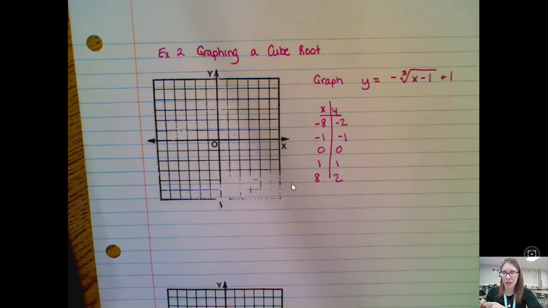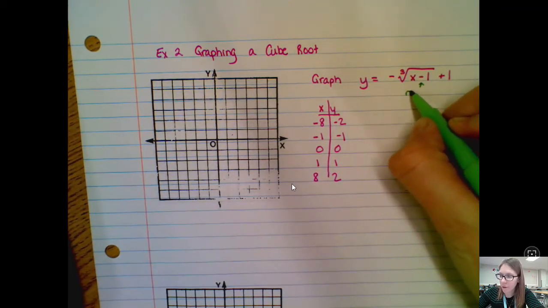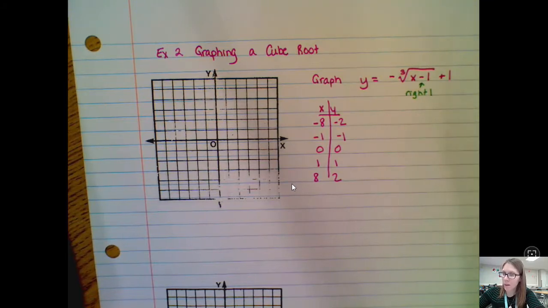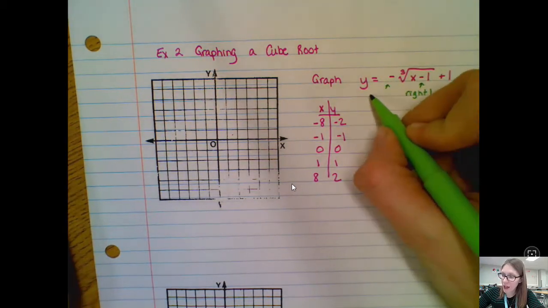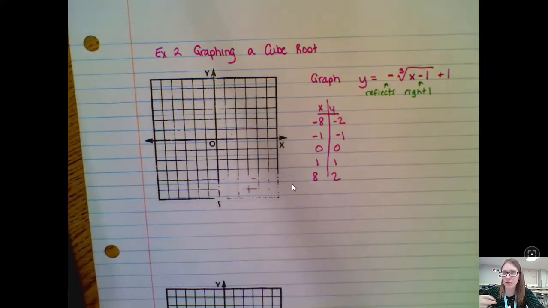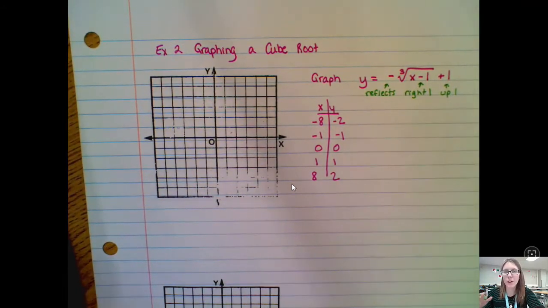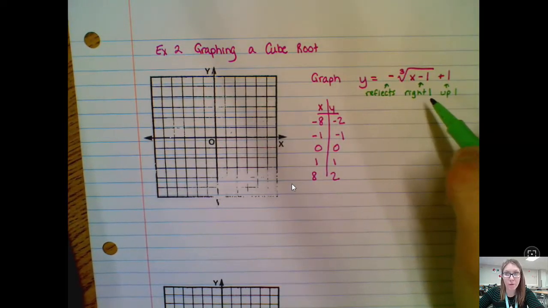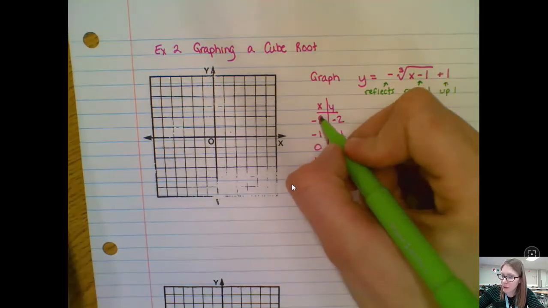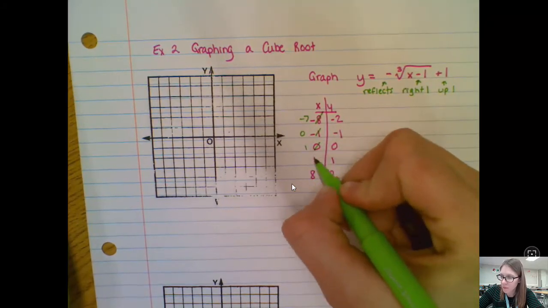So if I look at the transformations that happen here, this minus 1 is going to translate our graph right 1. This negative on the outside reflects over the x-axis, flipping upside down. And then our 1 here at the end moves up 1. If we follow our order of operations for our transformations, we need to move our graph right 1 first, which means we need to add 1 to all of our x values.